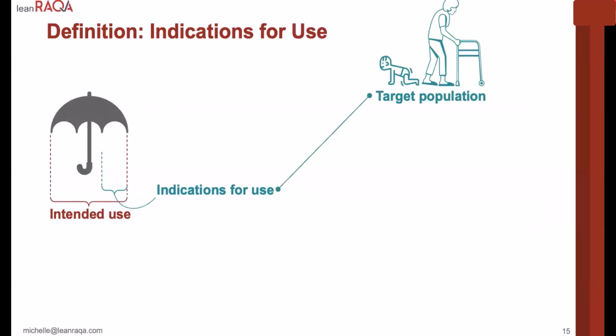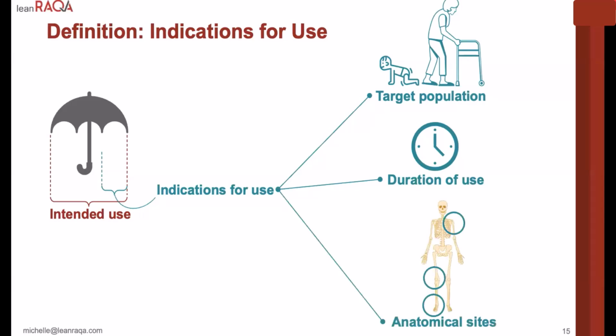Now, an example of an indication for use can be a target population, for example, pediatric or geriatric. It could be a duration for use. Is this product for less than 30 days, more than 30 days, less than 24 hours, 24 hours to 30 days? All of this can make a pretty big impact on your performance testing, especially biocompatibility. Your anatomical sites can also be a big factor in the FDA's consideration of whether your product could be considered substantially equivalent to a predicate or not.